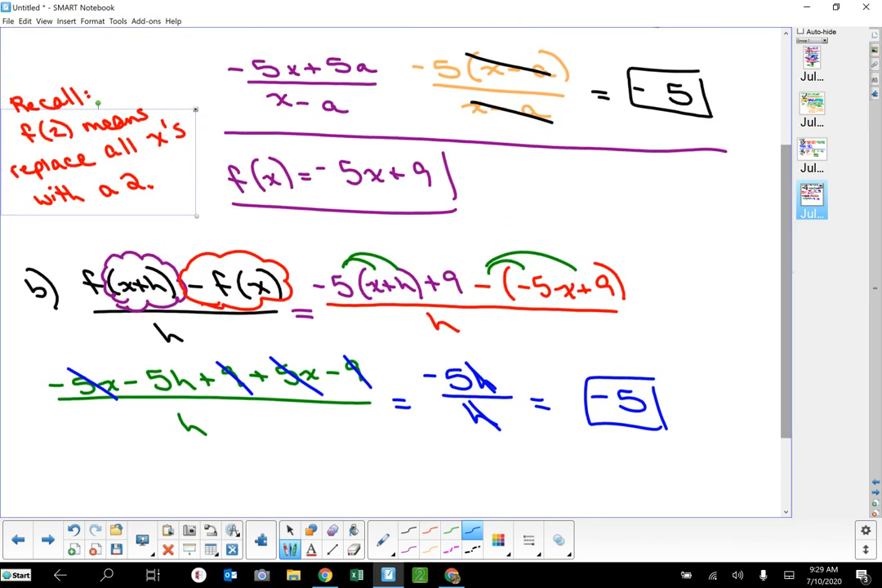And it just so happens that these two have exactly the same answers when we go through and do that. So I don't know if that will happen in all of the problems, but in this one it did. All right, so that's simplifying these things.